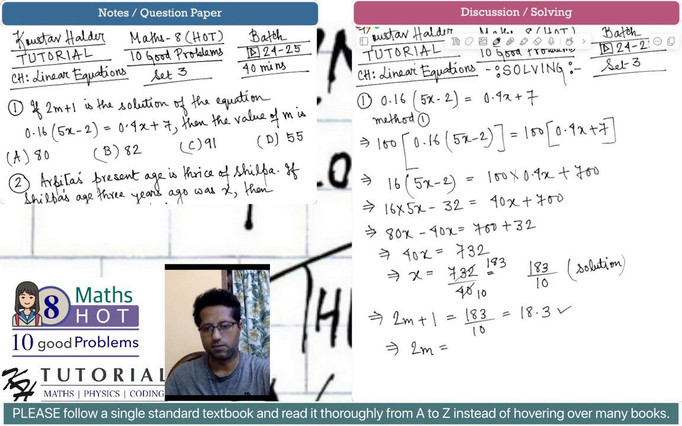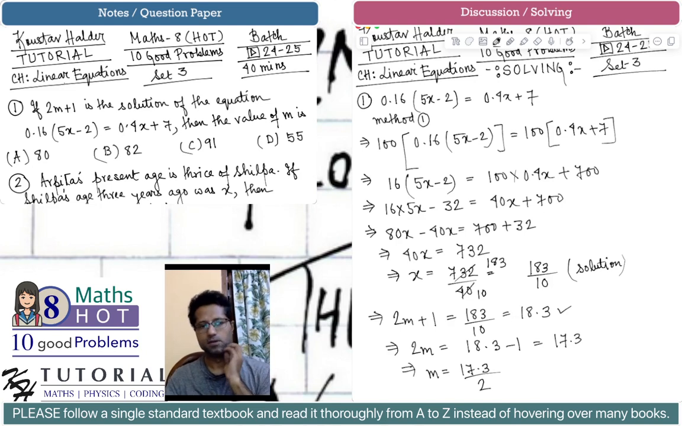So twice m is equal to 18.3 minus 1, which is 17.3, and this implies m is equal to 17.3 by 2. Even though the results are not matching, I hope you got the concept of how to solve the problem. First of all, it is very important that you understand the problem, what information is given, and what it is asking.